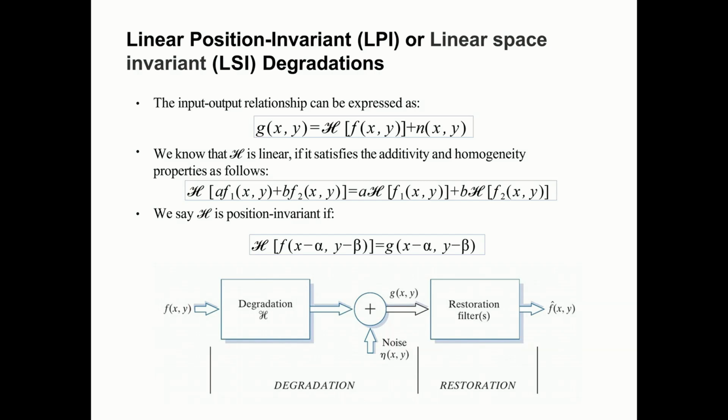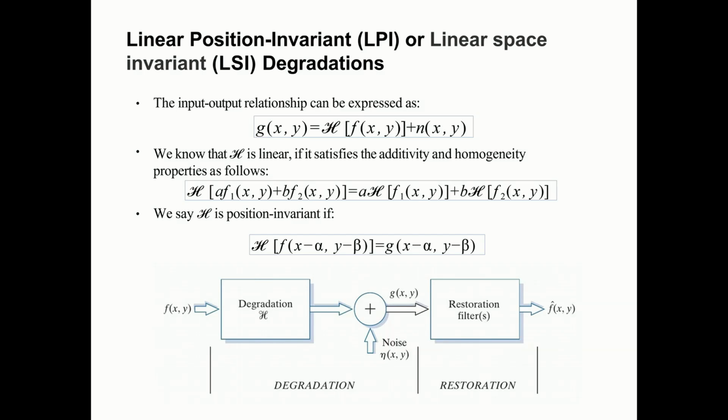What is linearity? We did this before, but just to give you another touch, linearity means that it satisfies the additive and homogeneity properties. If it satisfies these two properties, it is linear. And if it is position invariant, it means that if I shift the input, the output will be shifted by the same amount. Similarly, additive and homogeneity means that if I add the inputs, the outputs will be added. If I scale the input, the output will be scaled by the same amount.